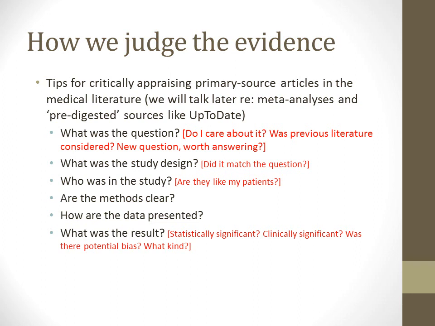And so here's how, just thinking a little bit about critically appraising the evidence, because we're going to talk about a few articles in class and whether they're good or not. We'll talk later about meta-analyses and pre-digested sources like UpToDate, because they're a little bit different. But for a primary source like an RCT or a cohort study, what was the question? And really the subtext is, do I care about the question? Did they consider the previous literature when they came up with their question? And was it a new question that hadn't been answered previously by other studies?